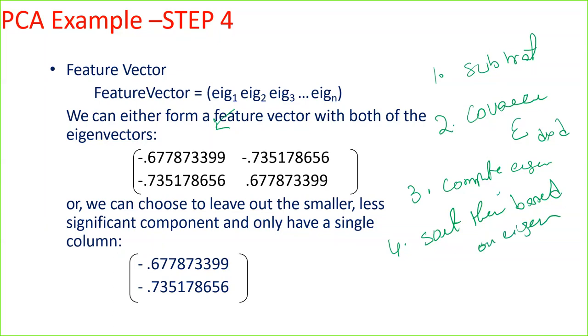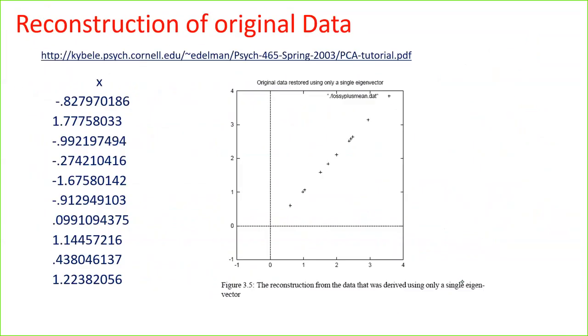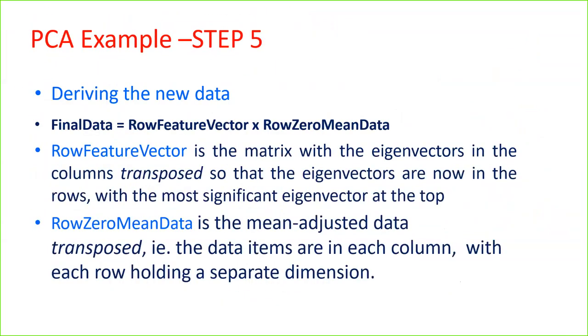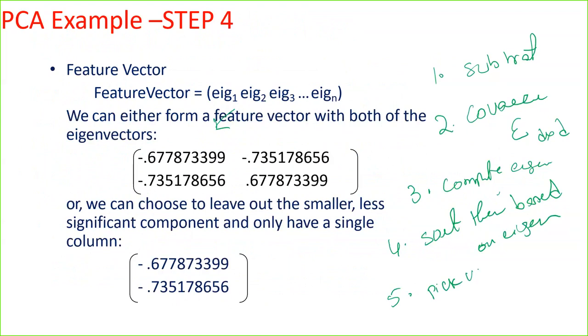Okay, so now after sorting these eigenvectors based on their eigenvalues, just pick up the top k eigenvectors, where k is the number of dimensions onto which you want to project. So here k is 1, that is why I'm just picking up only 1.